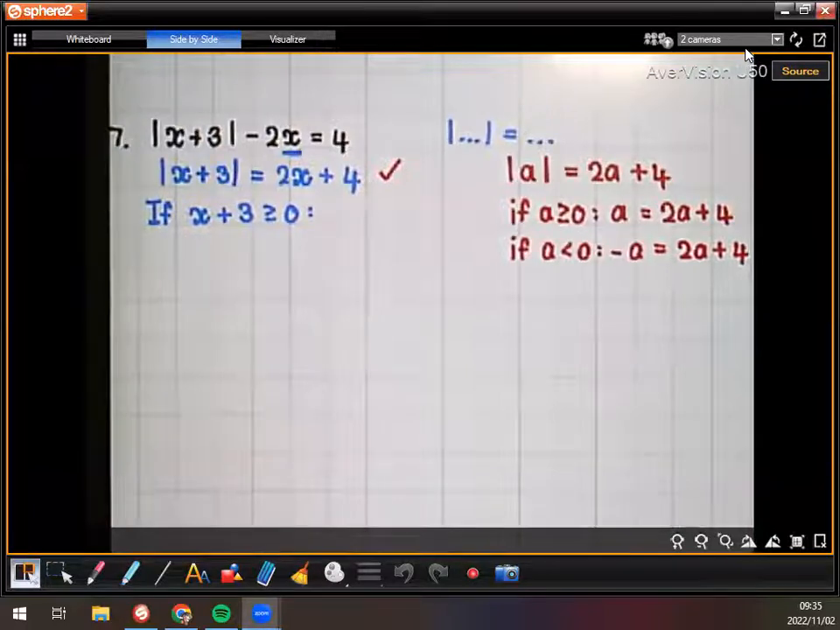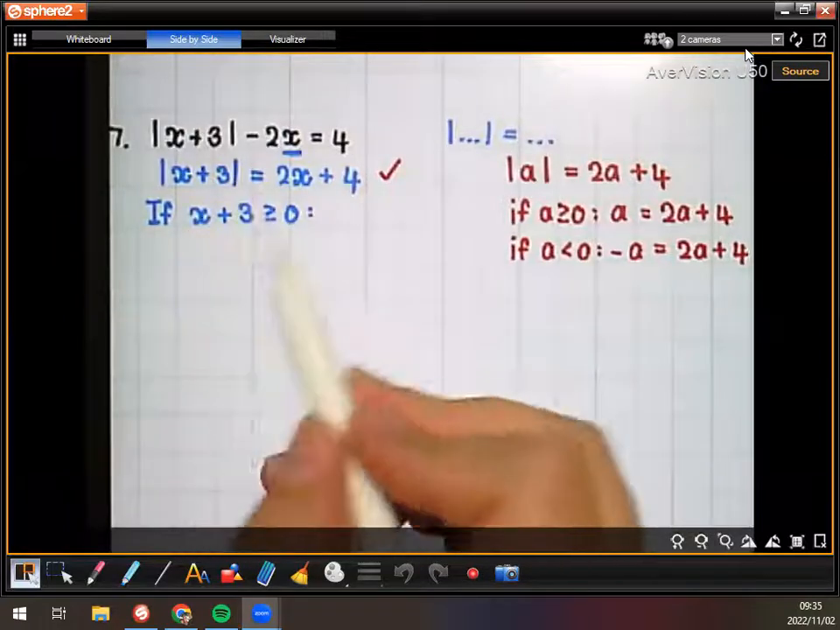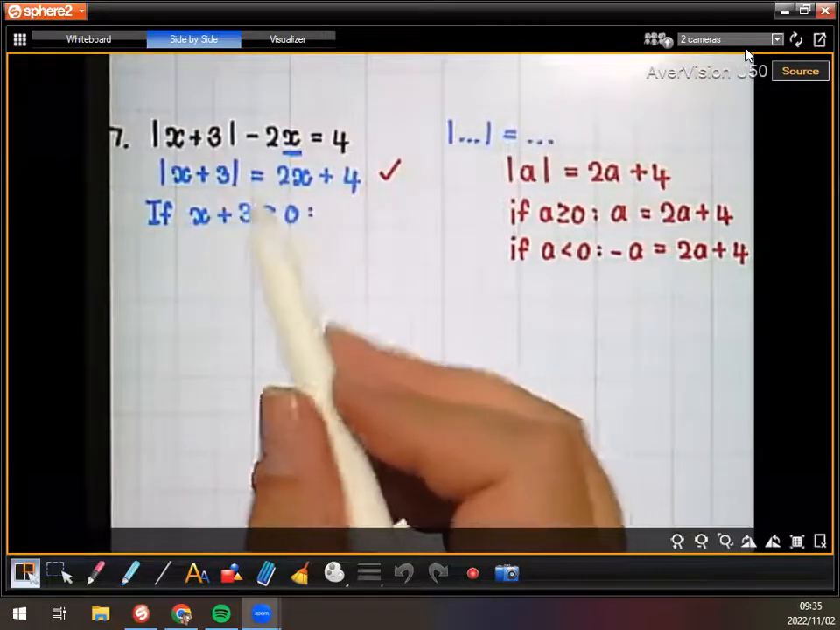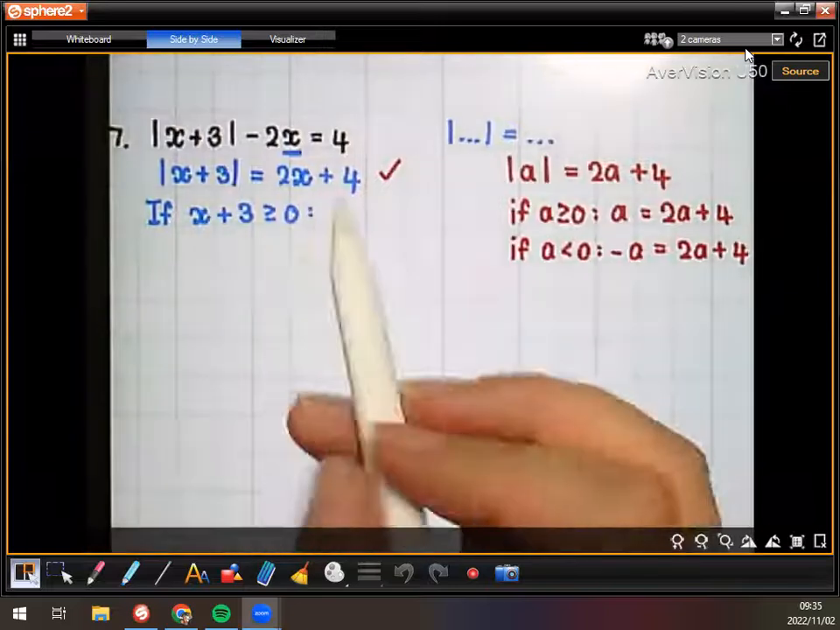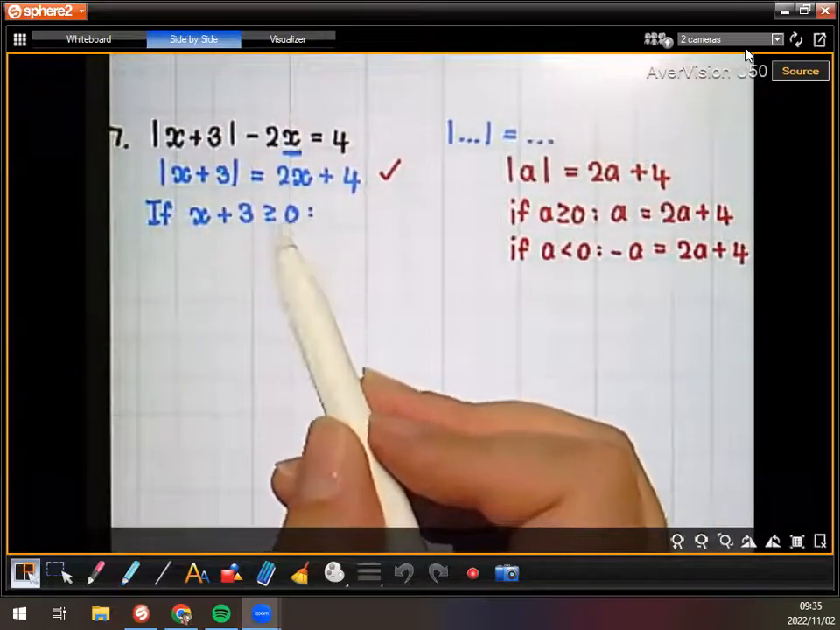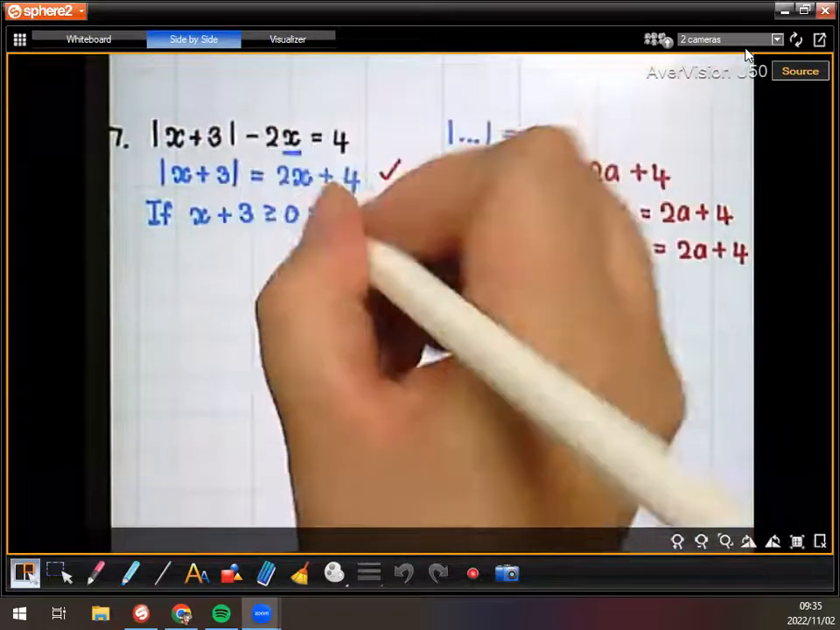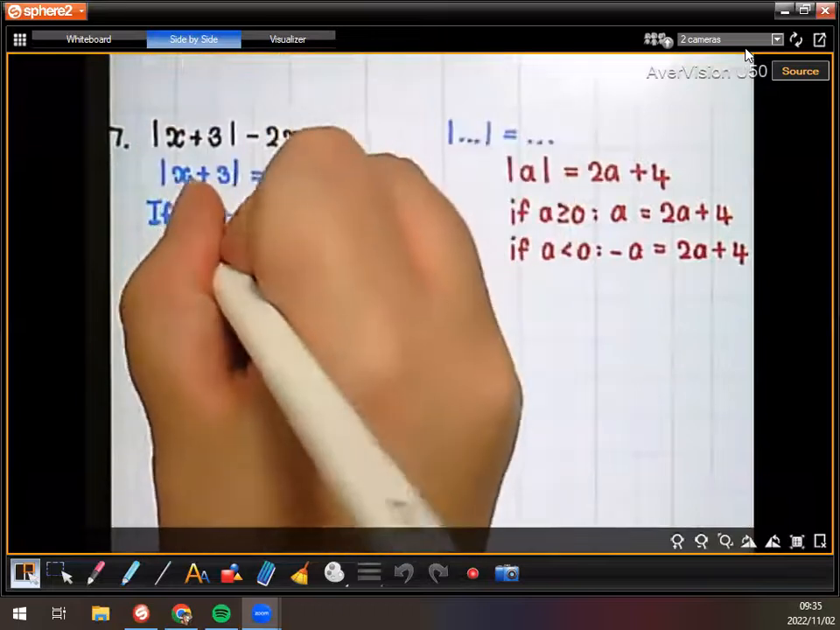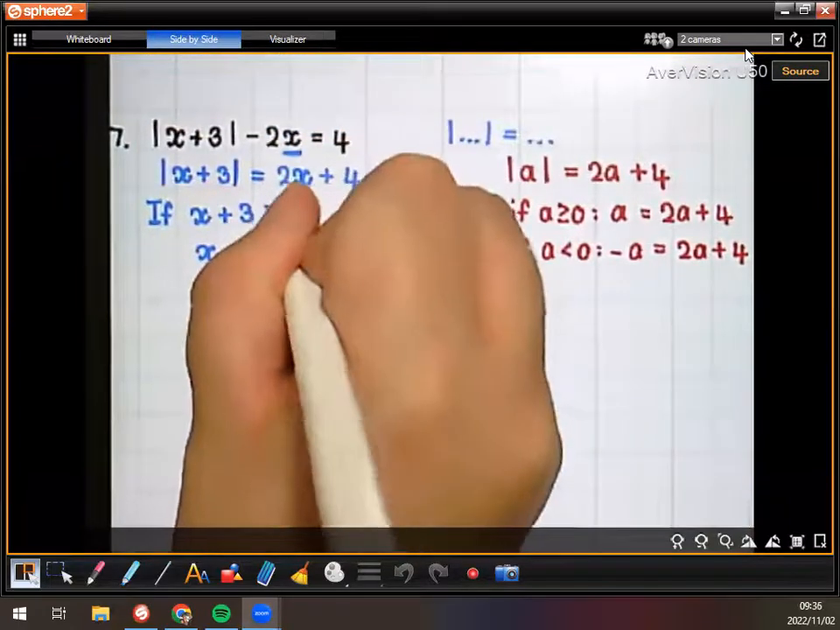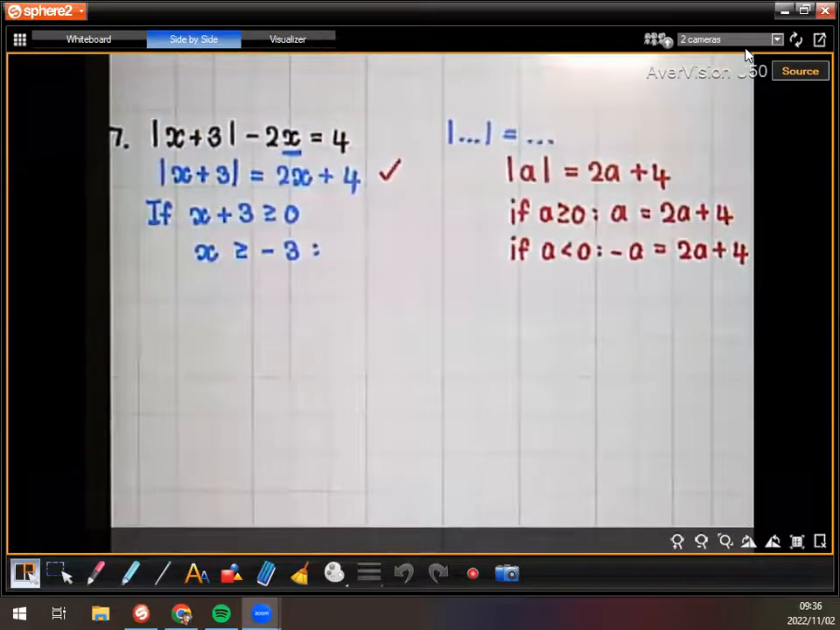But guys, if x plus 3 is positive, then what does that mean for x? Remember how to solve this kind of inequality. The plus 3 you would move to the other side, hey? So that is actually our condition. Not if x is greater than 0. If the whole expression in the absolute value is greater than 0. So you have to move that plus 3 over.